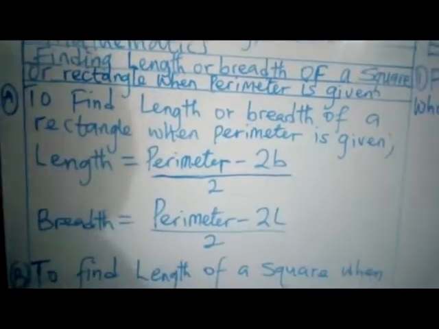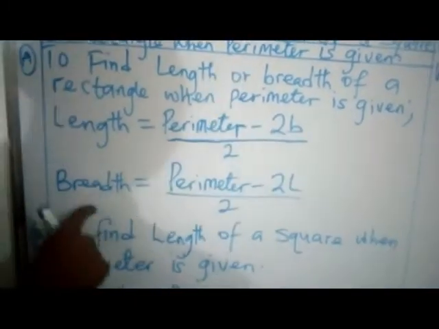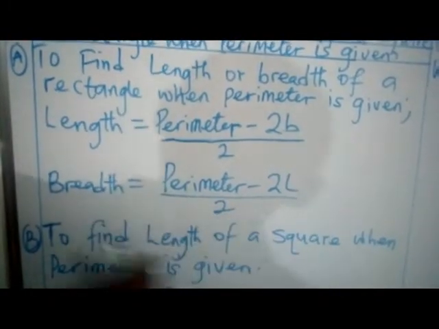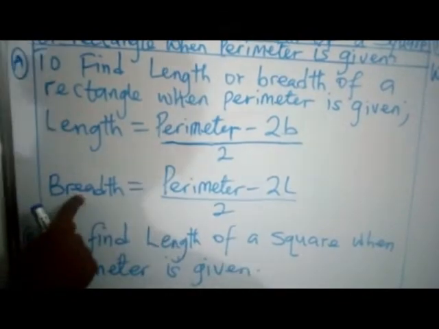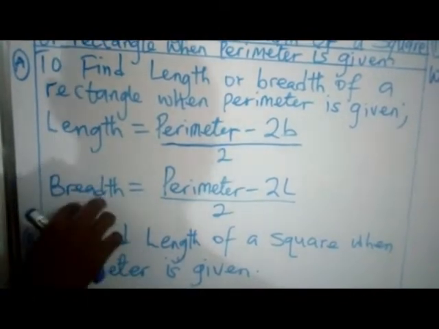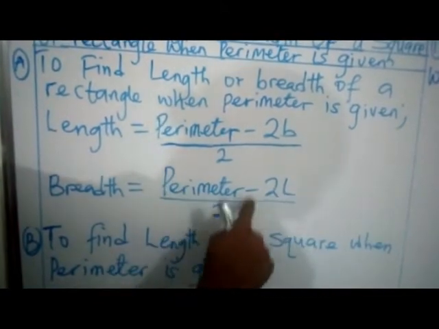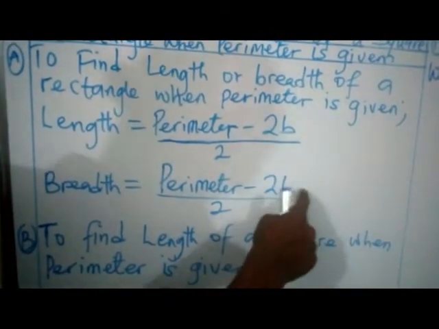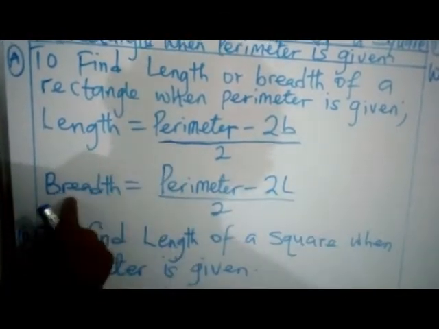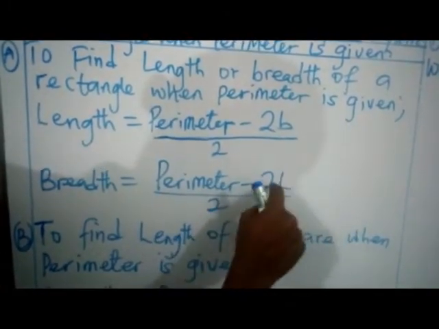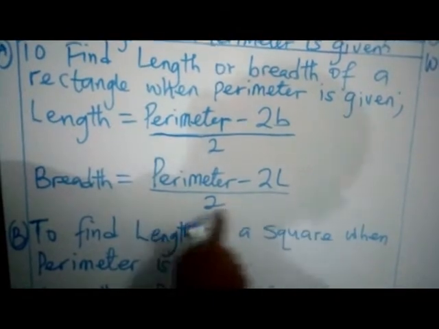And to find the breadth of a rectangle when the perimeter of that rectangle is given, you use this formula. Breadth of that rectangle, that will be equals to perimeter of that rectangle minus 2l. Your l means what? Length. Breadth is equals to perimeter of that rectangle minus 2l divided through by what? 2.